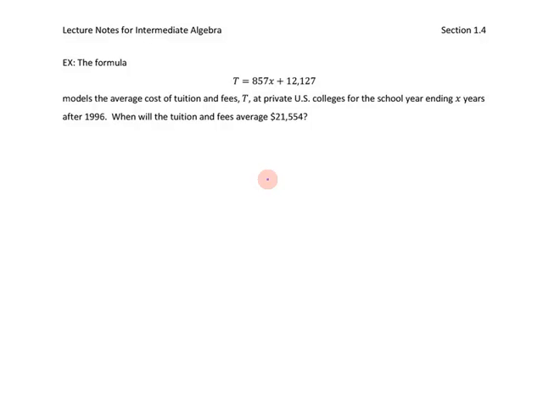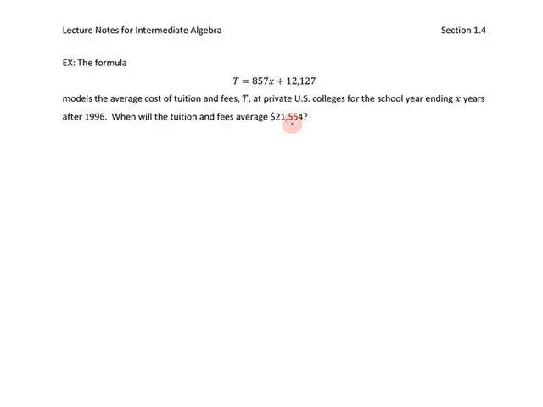Let's do one last problem, a problem where we're asked to use a mathematical model and solving equations to answer a question. In this particular case, we are given that this formula, T equals 857x plus 12,127, models the average cost of tuition and fees at private U.S. colleges for the year ending in X years after 1996. Okay? So X is the number of years after 1996. T is the average cost of tuition at private U.S. colleges. The question is, when does the tuition and fees reach 21,554?